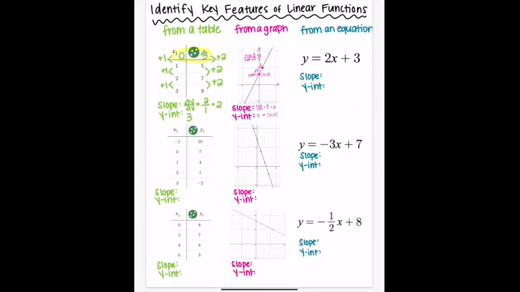Now let's look at an equation. From an equation that's in slope-intercept form, which is y = mx + b, the slope is the m value, which is 2. And the y-intercept is the b value, which is 3.